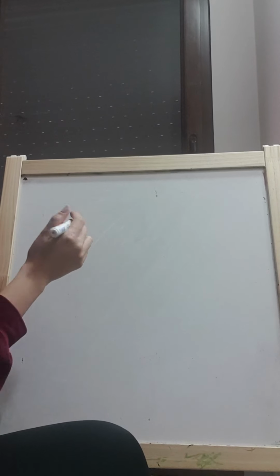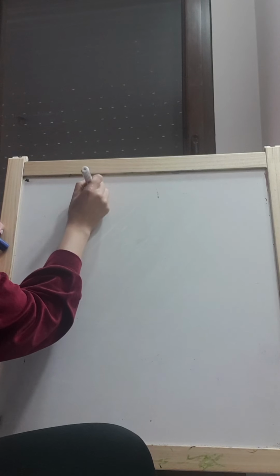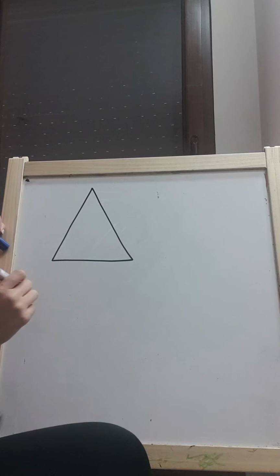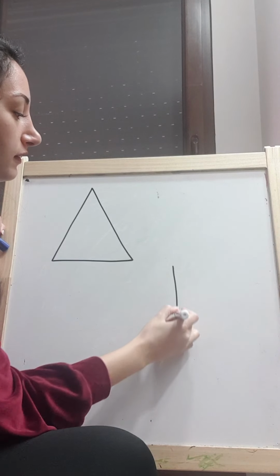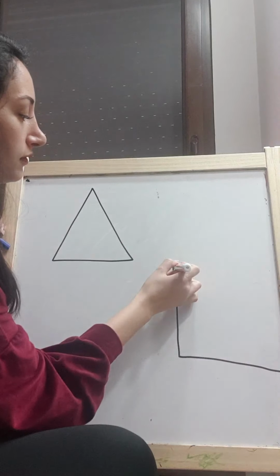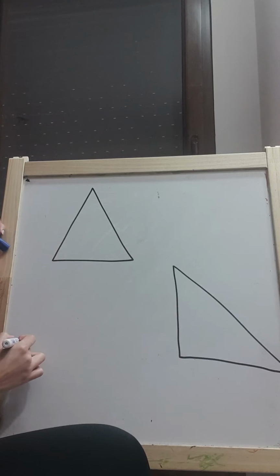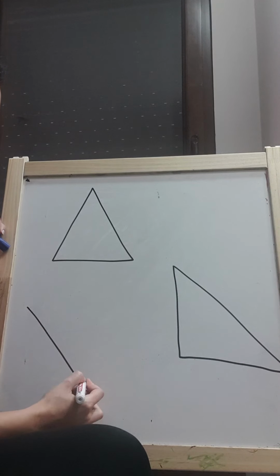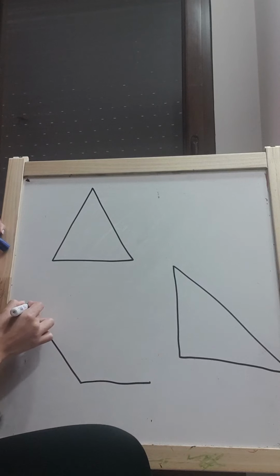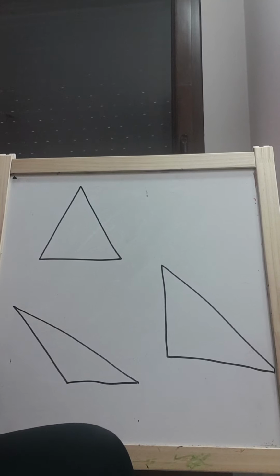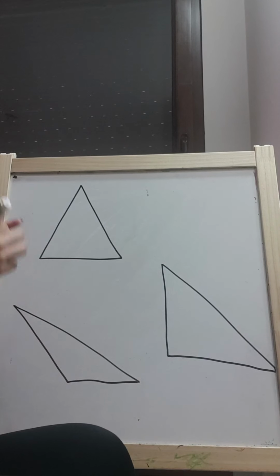As you know, according to angle classifications, I have three kinds of triangles. I have an acute triangle, I have a right triangle, and I have an obtuse triangle. Let's draw the height for each of the bases of these triangles.